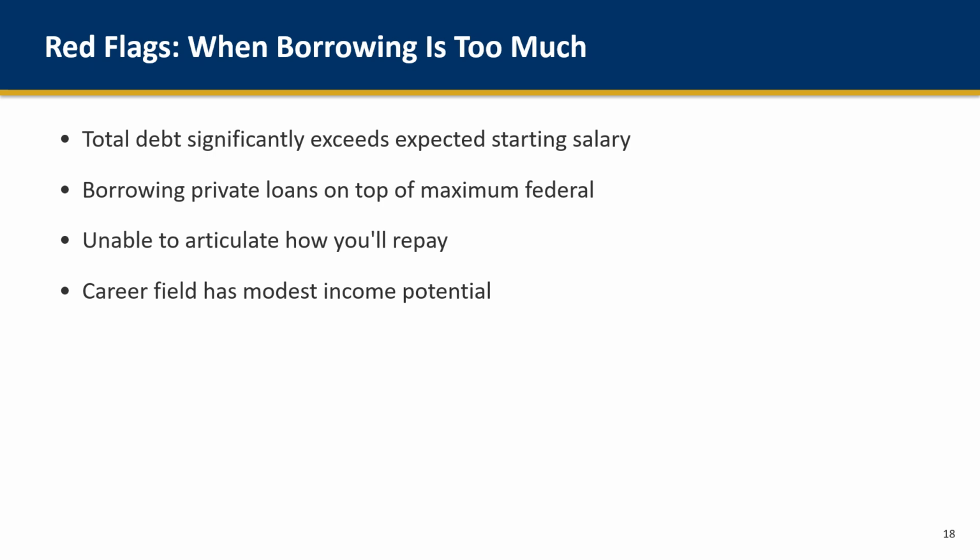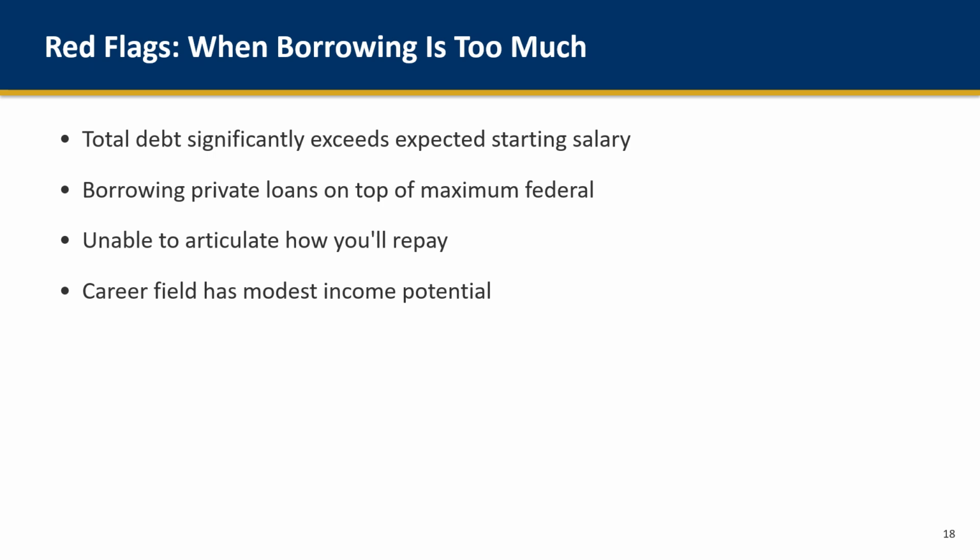If you can't articulate how you'll repay your loans, you haven't thought through the decision adequately. You should be able to explain your expected income, repayment plan, and timeline for becoming debt-free. If your career field has modest income potential, high debt levels become particularly problematic. A teacher or social worker borrowing $150,000 faces a fundamentally different situation than a doctor borrowing the same amount.